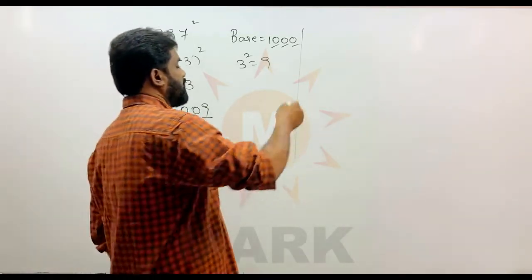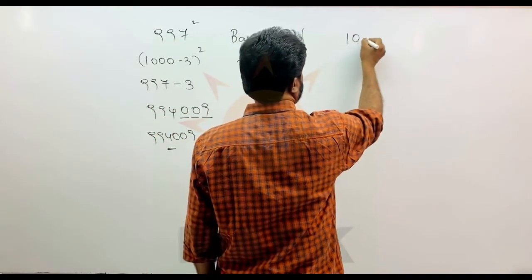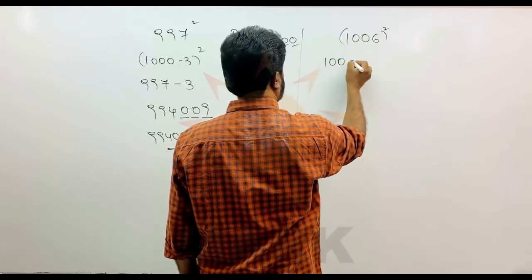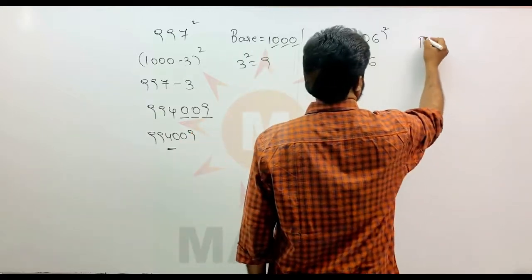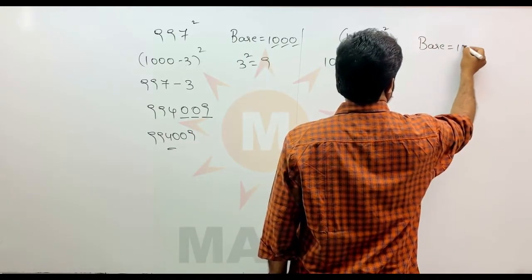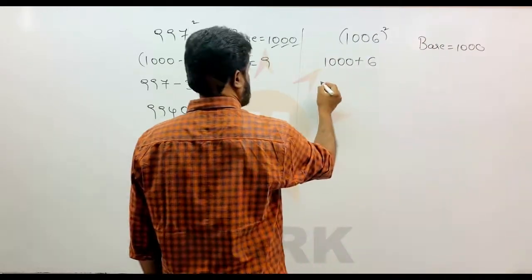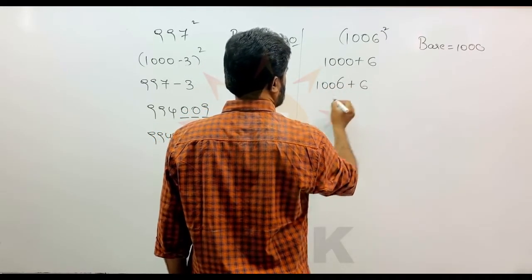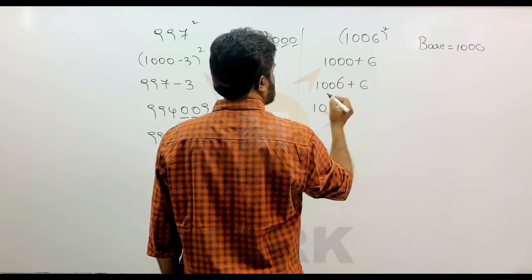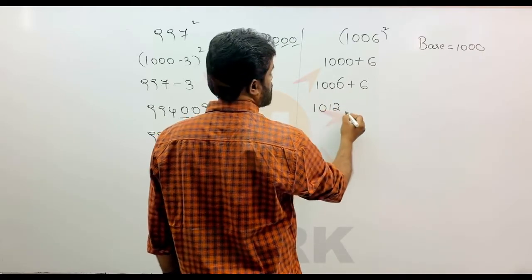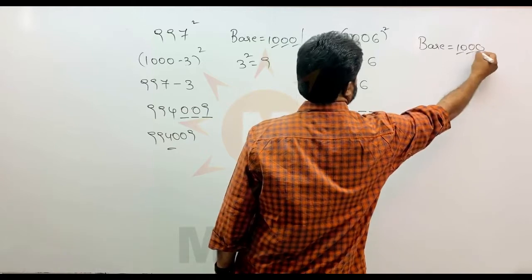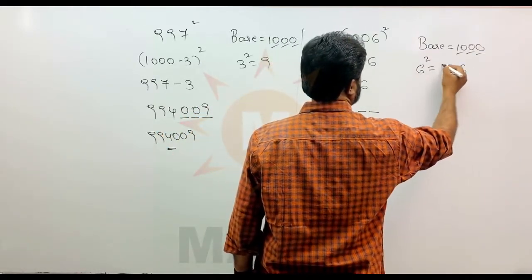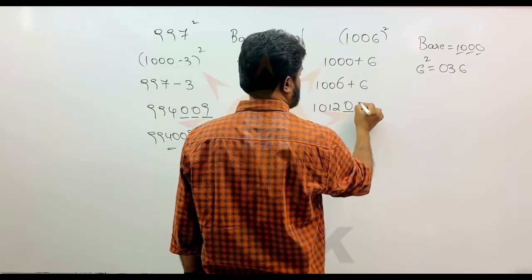Now I am taking the upper neighborhood. Suppose I need to find 1006 whole square. So it is 1000 plus 6, and the base is 1000 here. So 1006 plus 6, I am writing 1012. Then I am taking 3 slots because 3 zeros are there in 1000. What do you have to write there? 6 square is equal to 36. So I can write it as 036 and fill these slots.